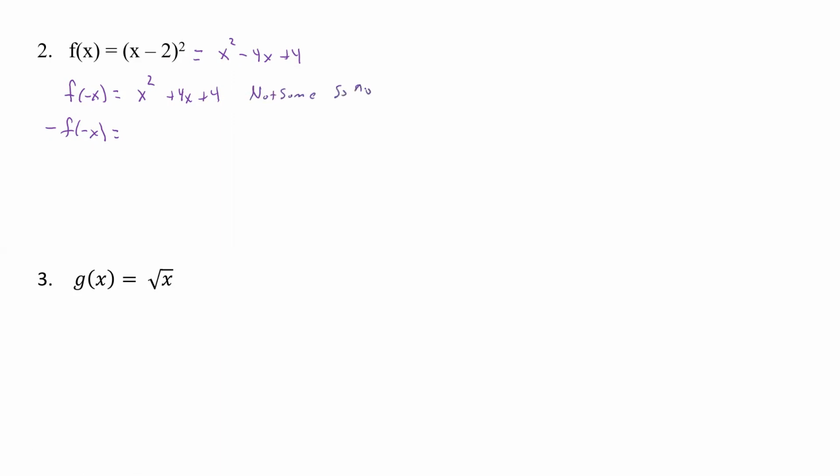so not even. Okay. Now I'm going to plug in a negative in all of them, change all their signs. So that gives me negative x squared minus 4x minus 4. Now, does that compare? Nope, it's not the same either. So not odd. And because of this, it's neither. Okay, so it's neither odd nor even.